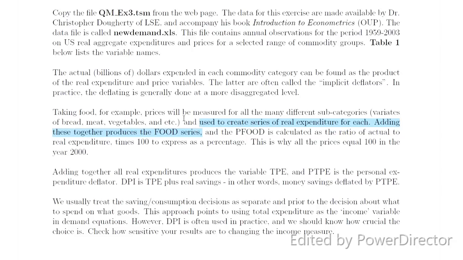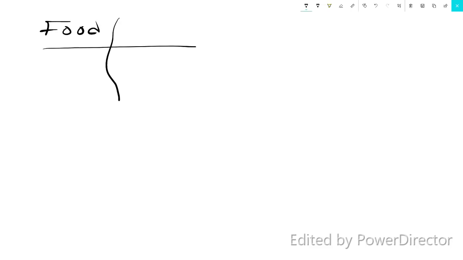Okay, so let me dwell on this in a bit more detail and technicality. I'm going to use this scratch paper, and let's say we have food. This is food, and we know that food has a lot of categories. So let's say one of them is bread.